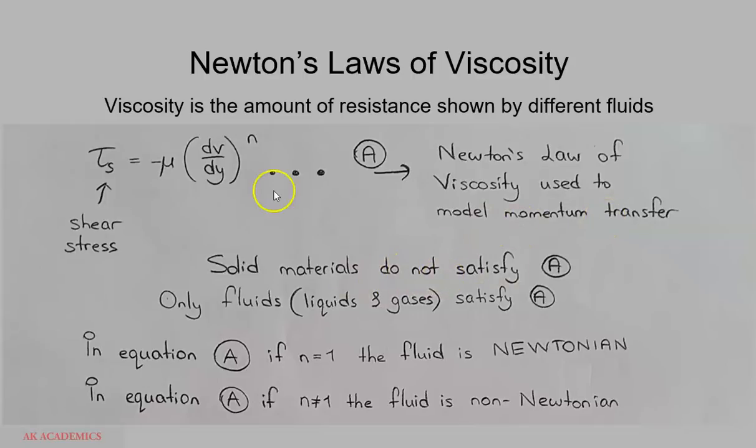Solid materials do not satisfy this equation, so we label it equation A. Only fluids such as liquids and gases satisfy this equation. In this equation, if n is equal to 1, the fluid is Newtonian in nature. But if n is not equal to 1, then the fluid is not Newtonian.